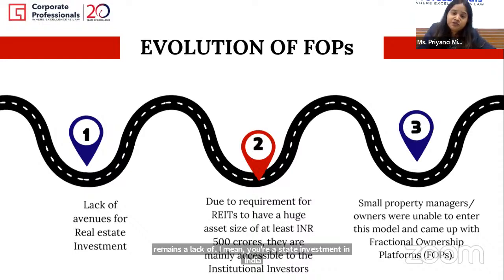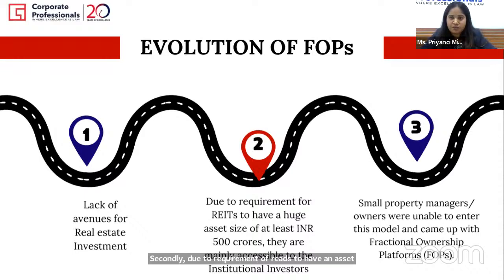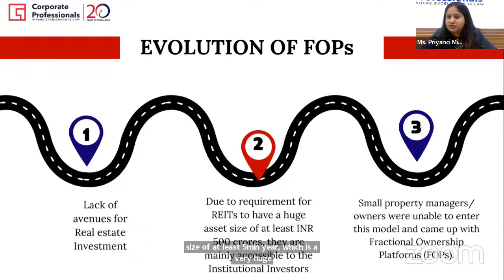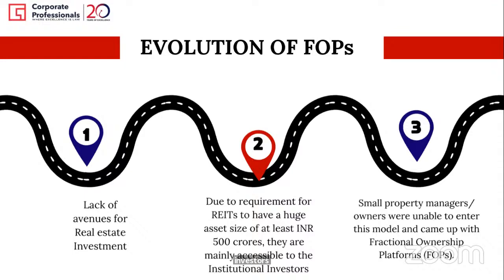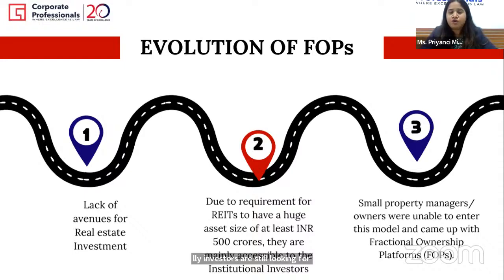Secondly, due to the requirement of REITs to have an asset size of at least 500 crore, which is a huge amount, they remain accessible to institutional investors. High net worth individual investors are still looking for better opportunities where they can invest. FOPs are so accessible to a common man, as they offer their services through web-based platforms.